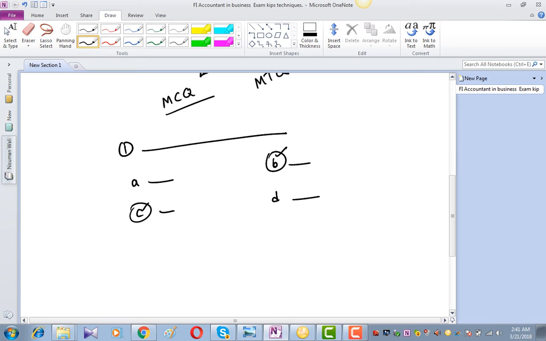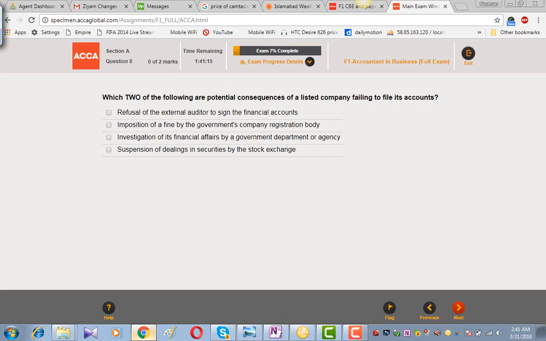Now I'm going to give you two examples of MCQs from a real exam, as the example is given in this paper. I'm going to read the question. Which two of the following are potential consequences of a listed company failing to file its accounts? We have to give two consequences if a listed company fails to file its annual accounts or annual return.